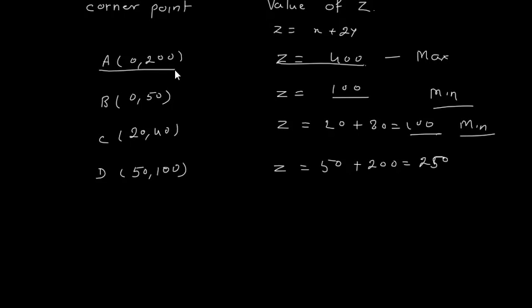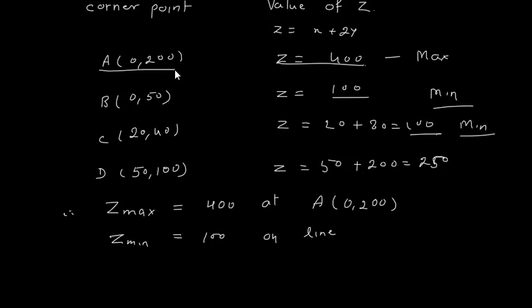So therefore I will say that z max is 400 at A (0, 200) and z min is 100 on the segment BC. Instead of line we will say on segment BC. So at each and every point between B and C, the value of z is minimum.